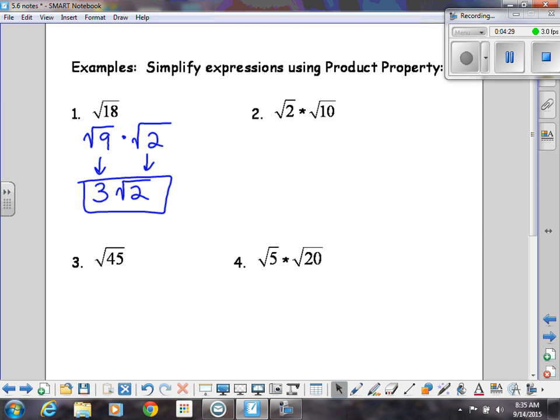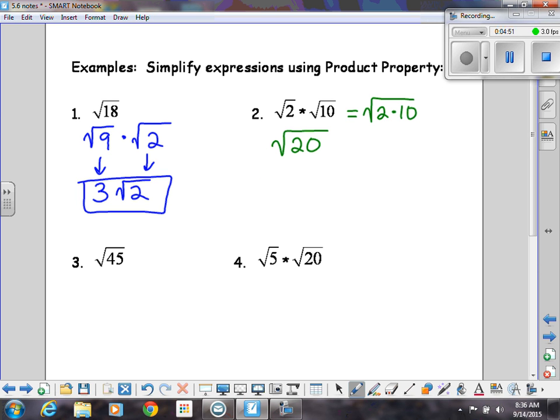All right, let's look at the next one. So square root of 2 times square root of 10, neither of those are in our perfect square list. And if I multiply those together, I can multiply them so that it's just 2 times 10. What's 2 times 10? That's just square root of 20. Well, square root of 20 is not on my list either. However, I can pull square root of 20 apart.